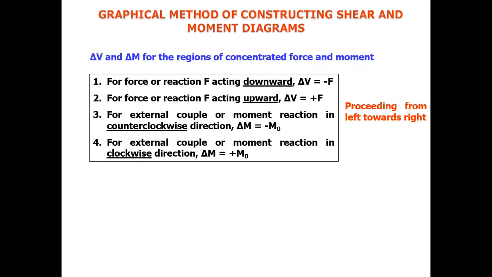Before starting the shear diagram or moment diagram, we have to know the assumptions regarding the sign convention. There are four sign conventions we have to keep in mind. When the force is acting downward, we will consider it as negative. When it is acting upward, we will consider it as positive. For an external couple or moment, if it is counterclockwise, it is negative, and if it is clockwise, it is positive. So these are the assumptions we have to keep in mind before starting the problems.